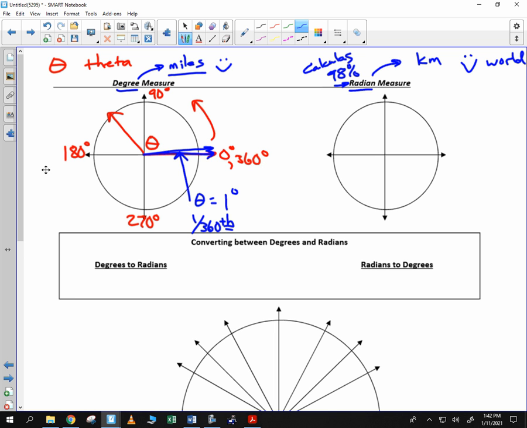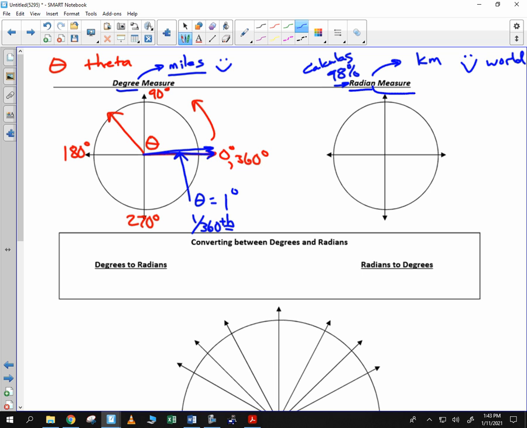So there's two ways to measure angles. You can measure them using degrees or using radians. A radian is bigger than a degree. 1 radian is significantly bigger than 1 degree. But how much bigger? Well, I'll help you discover that.